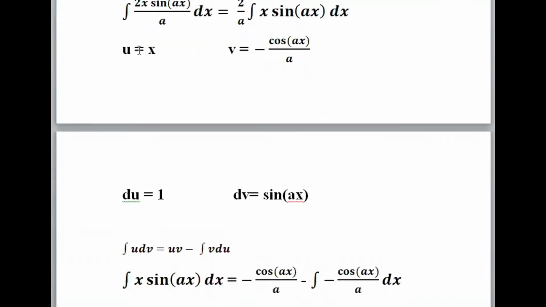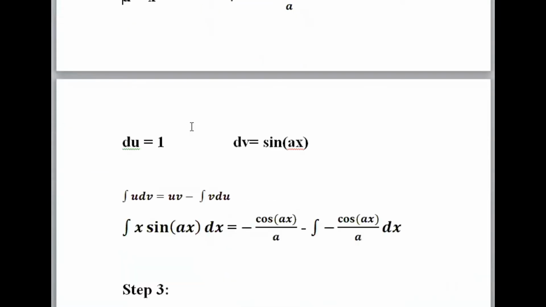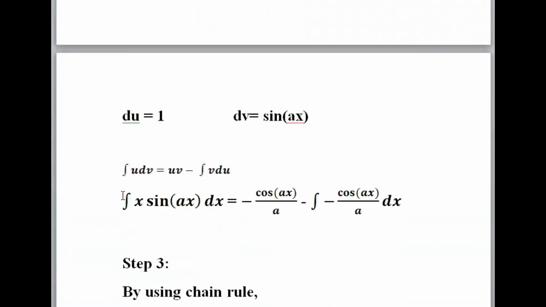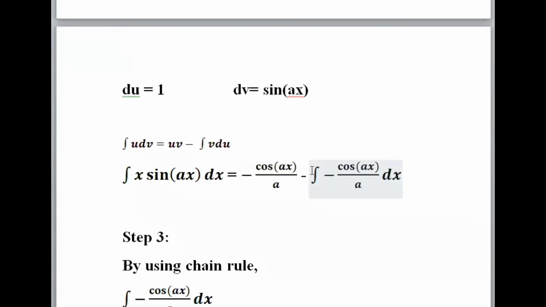After we got the information, we can substitute the information into the formula, and we can get integrate x sine ax dx equal to negative x cos ax over a minus integrate negative cos ax over a dx. After that, we need to solve this one.